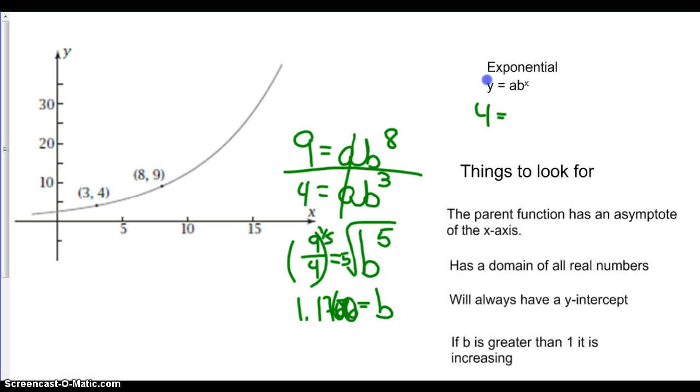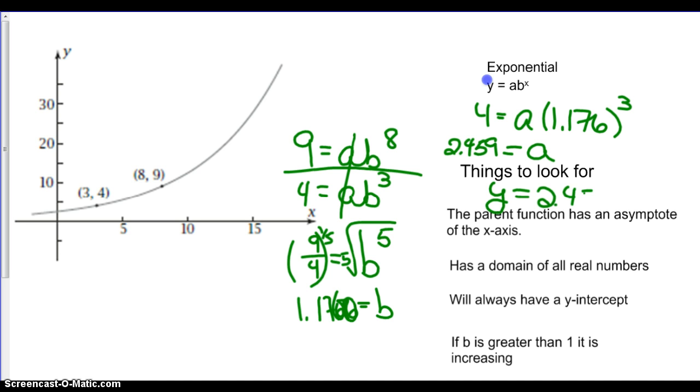Next, go back to an original. So 4 equals a times this lovely decimal, and you have it right in your calculator, so you can go ahead and just use the full decimal. You will raise that to the 3rd power and then divide over your final answer, because a comes out to be 2.459. So your equation is 2.459 times 1.176 to the x. Okay.